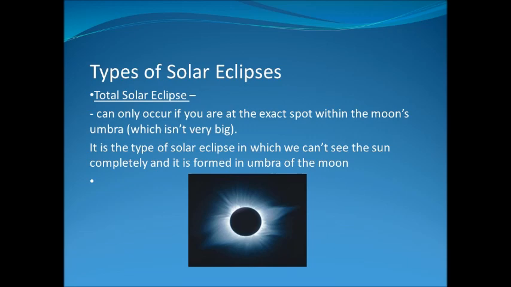When Earth, Moon, and Sun are in a straight line, and the Moon is between Earth and Sun, and you are in the dark shadow on Earth, you can't see the Sun completely. Here, the total solar eclipse happens. So the total solar eclipse is the type of solar eclipse in which we cannot see the sun completely, and it's formed in the umbra cone of the moon.